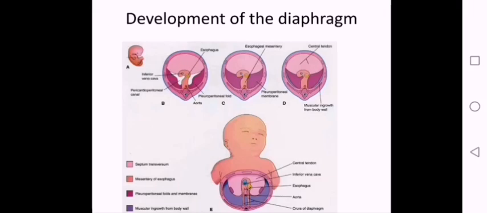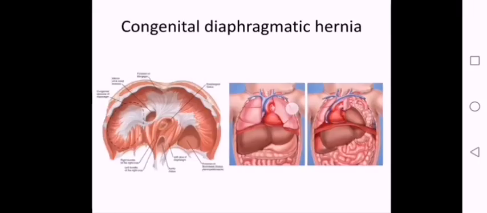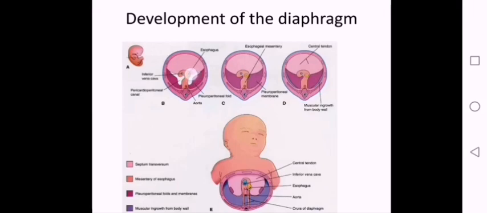These pleuroperitoneal membranes, during the 6th week, expand ventrally until their free edges fuse with the septum transversum and the dorsal mesentery of the esophagus.